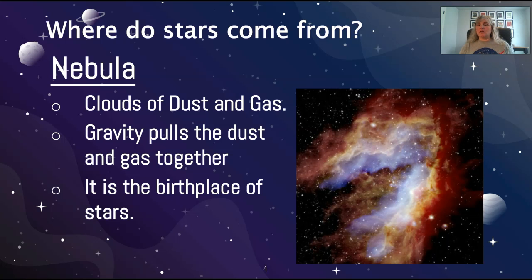Where do stars come from? So in space, there are areas that are called nebulas, and those basically are just areas of clouds of dust and gas that are floating around in space. Not all of space has nebulas, but these nebulas exist, and gravity starts pulling together the gas and dust, and that is where stars are born.